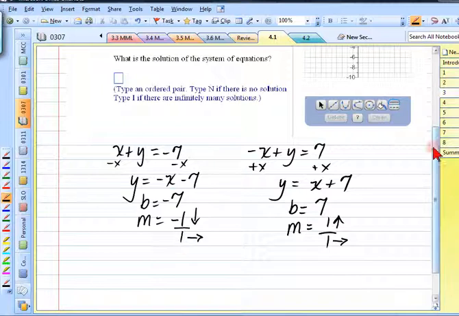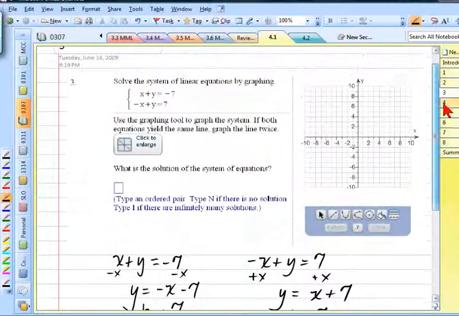All right, let's go up and now graph the lines. I'm going to do them in order. I'm going to do the one on the left first. I begin at negative 7, then I go down 1, right 1.